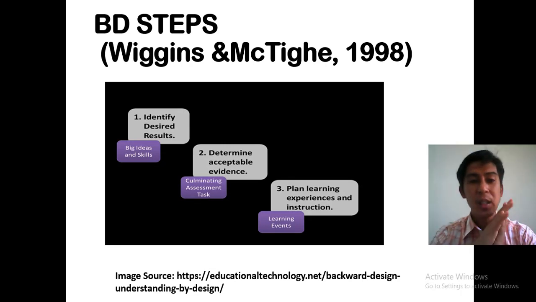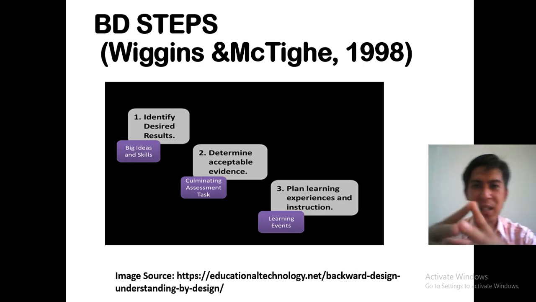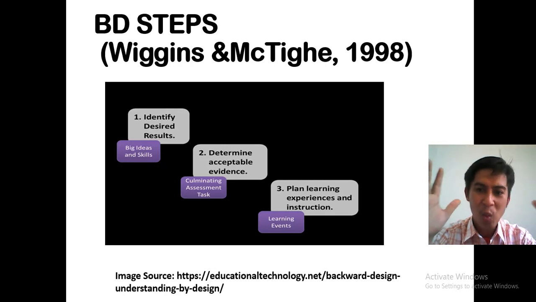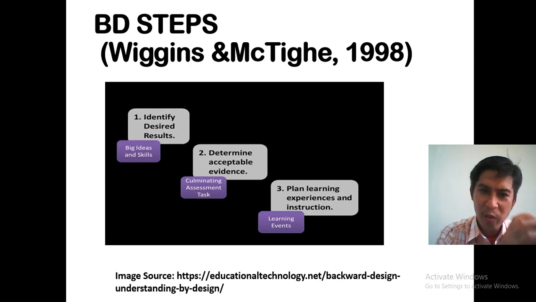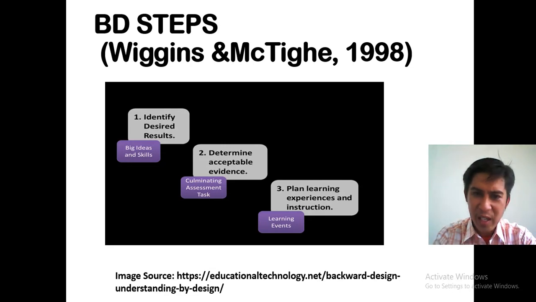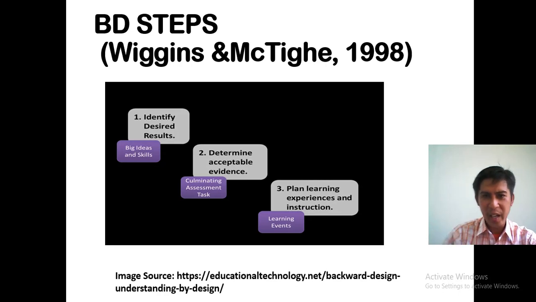Okay, so Wiggins and McTighe, 1998, pioneered the backward design. So what do we do? Identify the desired results first, determine the acceptable evidence, and plan learning experiences and instruction. See, learning events follow after identifying what students need to demonstrate, need to show, need to provide to the teacher as evidence.